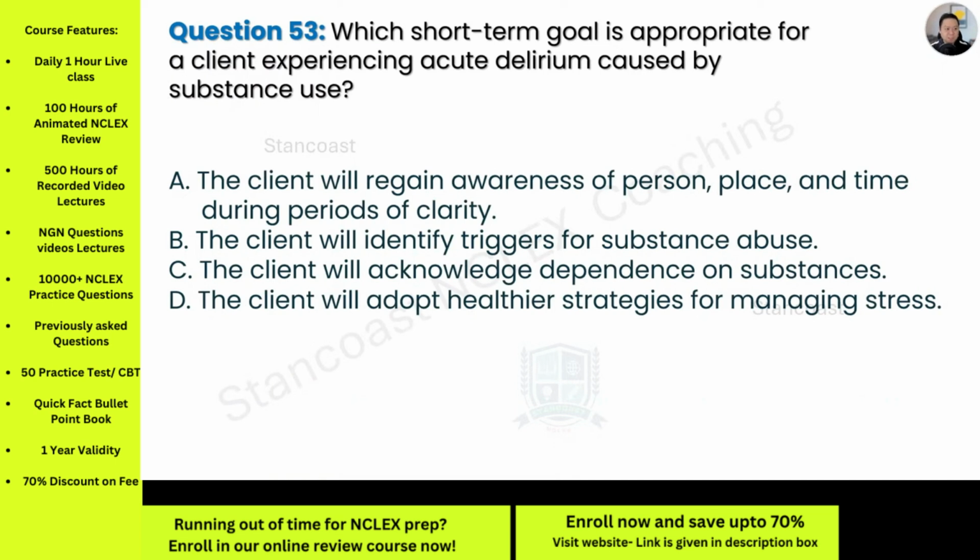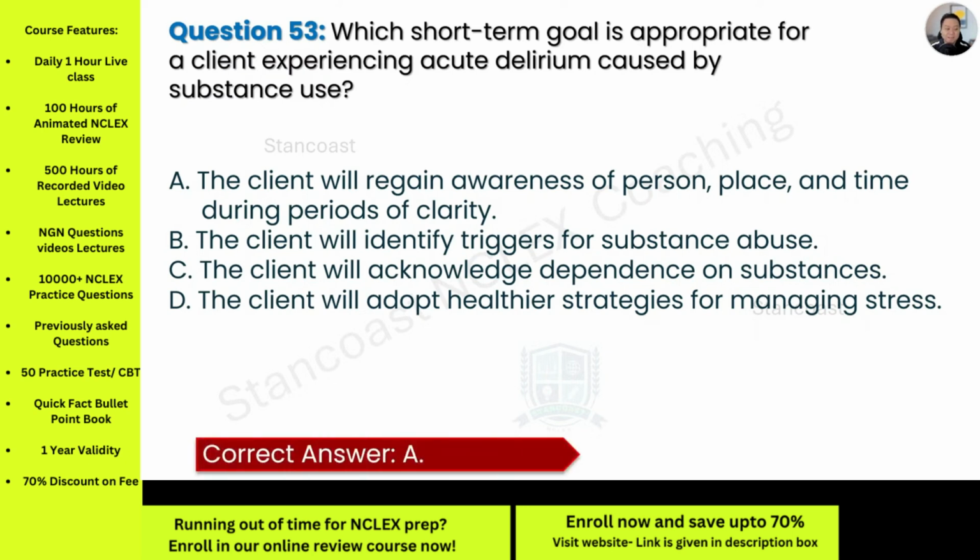53. Which short-term goal is appropriate for a client experiencing acute delirium caused by substance use? A, the client will regain awareness of person, place, and time during periods of clarity. B, the client will identify triggers for substance use. And C, the client will acknowledge dependence on substances. And D, the client will adopt healthier strategies for managing stress. The answer is letter A.